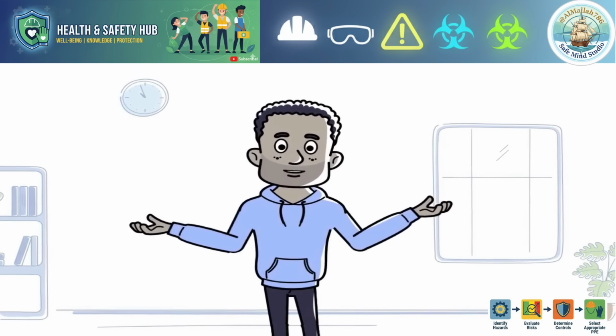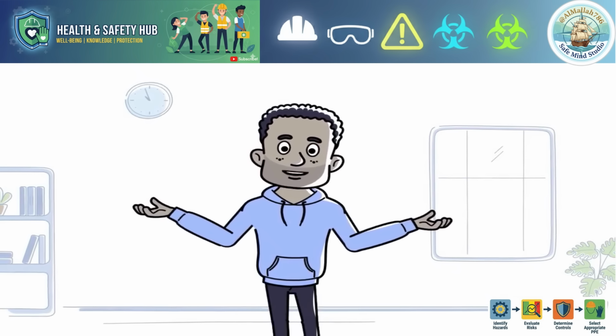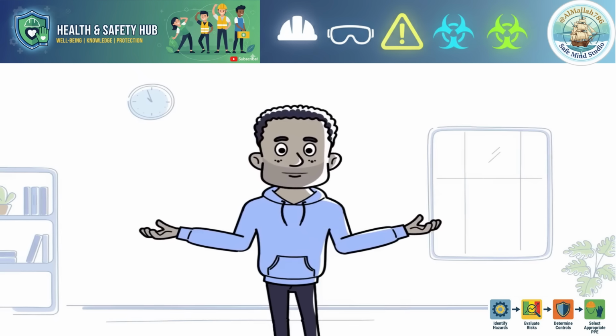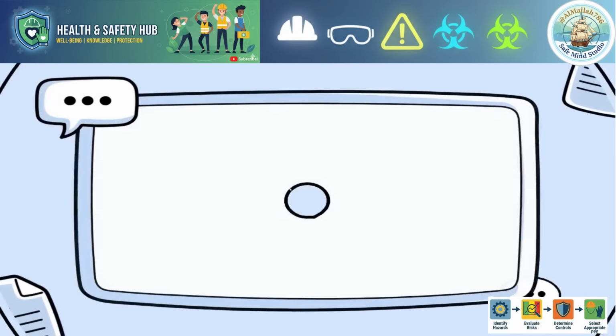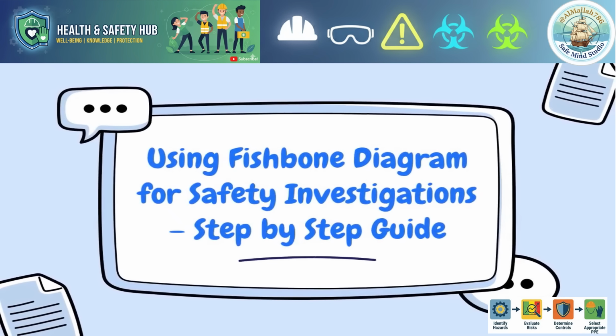In the workplace, safety is paramount. Understanding the root causes of incidents is critical to maintaining a secure environment. Using Fishbone Diagram for Safety Investigations, Step-by-Step Guide.